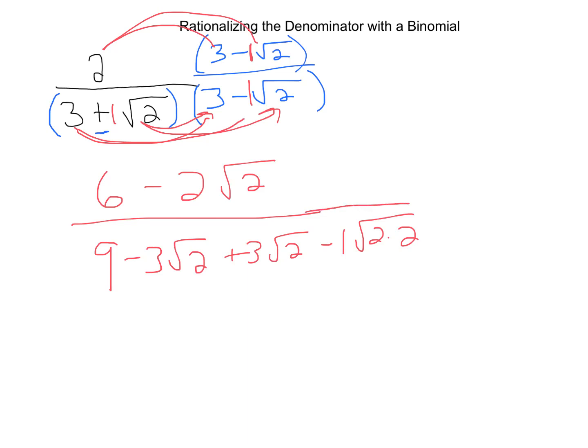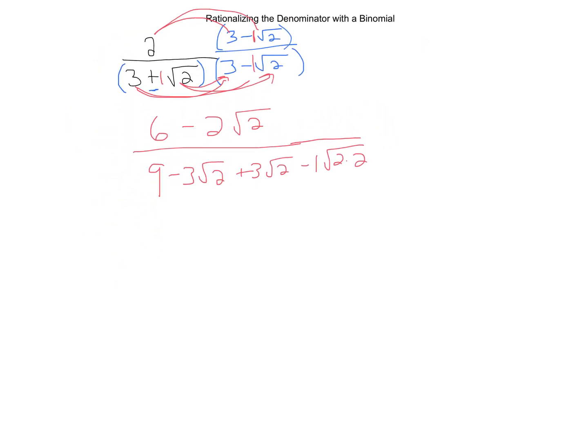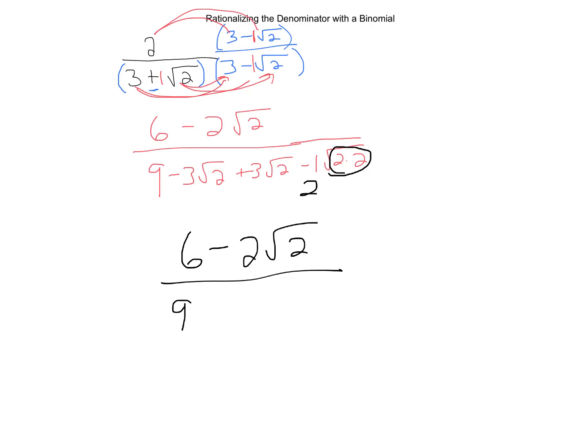Okay. Now, let's pull our perfect groups. I gotta shrink this a little bit here so we can fit everything. Alright, so 6 minus 2 radical 2 over, now I'm going to pull my perfect group here. This kicks out as a 2. 9 minus 3 radical 2 plus 3 radical 2 minus 2.